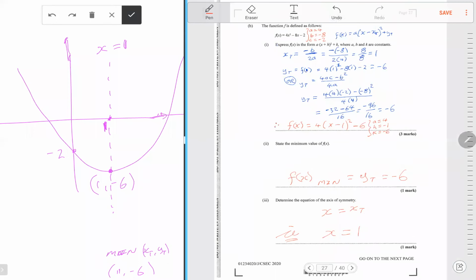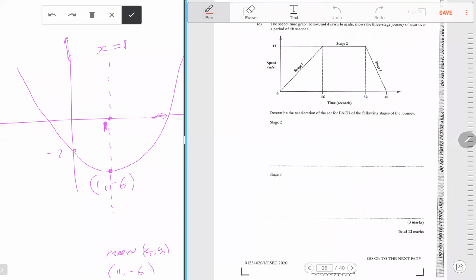All right, so let's go over to the next part. Take your pictures as we go, guys. I'm going to clear this now. They didn't ask us for a sketch, but if they did, that would be it. This vertical line is the axis of symmetry, and this is the minimum point.